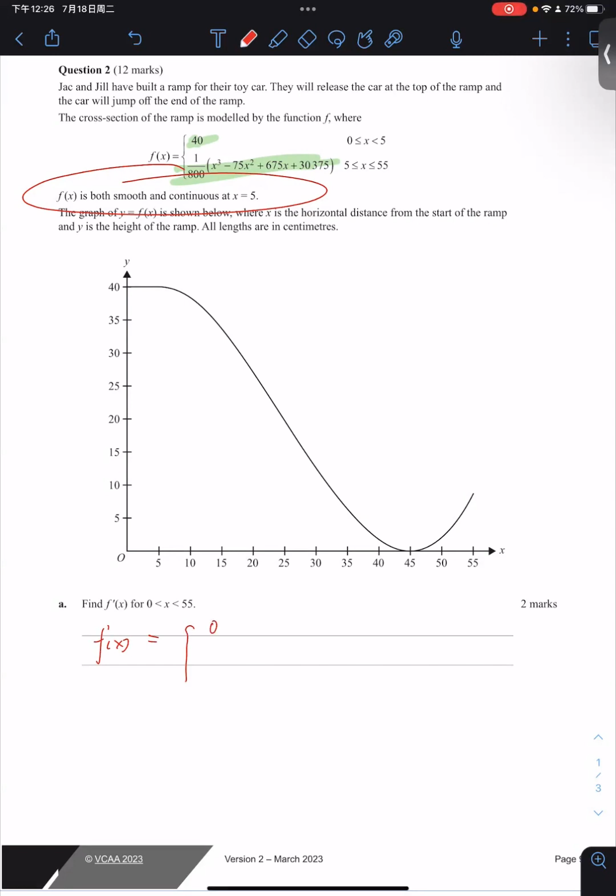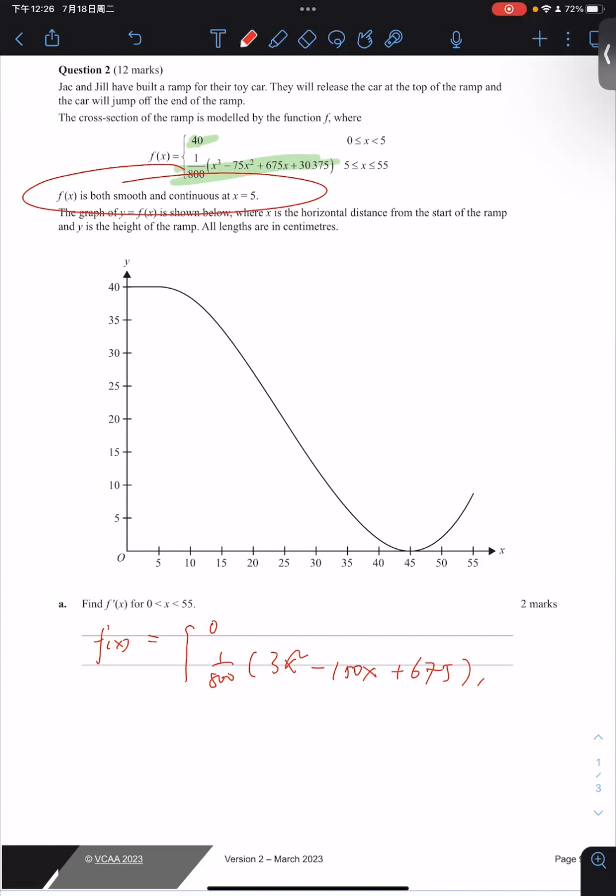The first part is a horizontal constant function, so the gradient, or the derivative, is equal to 0. It's very easy. And for the next part, as it is Exam 2, do not waste time working it out by hand. Use your CAS, define this function, and use the calculus menu to find the first derivative. Work out the derivative: 1 over 800 times (3x squared minus 150x plus 675).